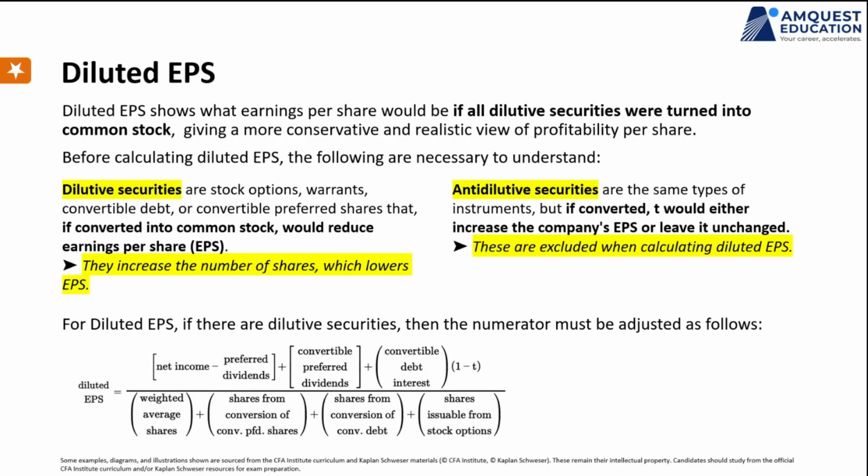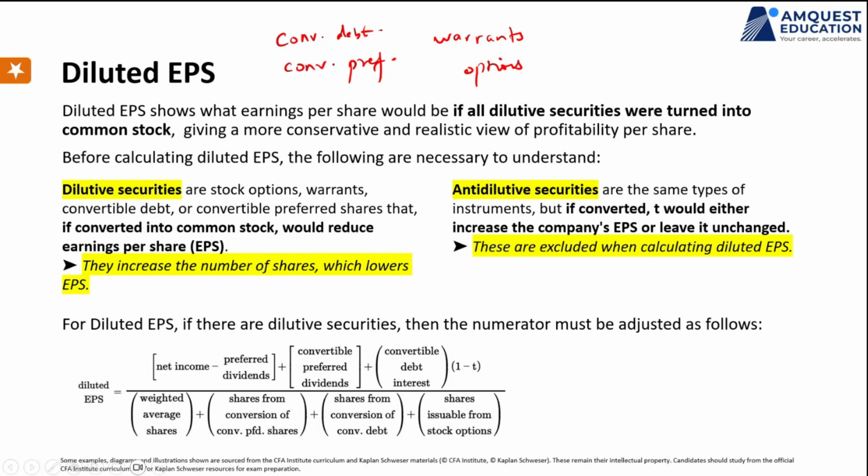Now, the diluted EPS equation includes all the 4 securities that we were talking about. The diluted EPS equation includes convertible debt. It includes convertible preferred shares. It includes warrants, and it also includes options, right? So there are 4 securities which are considered dilutive in nature. Now, diluted EPS shows what the earnings per share will be if all dilutive securities were turned into common stock, giving a more conservative and realistic view of profitability.